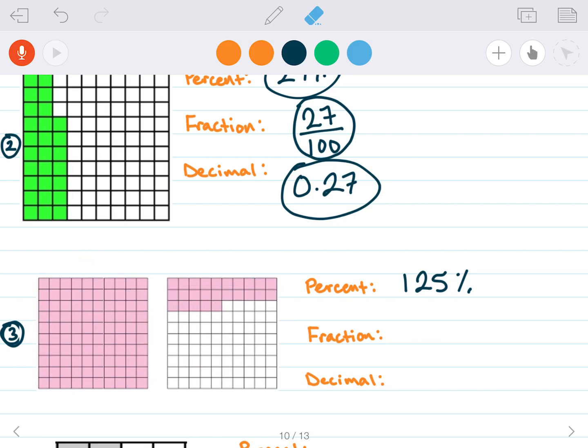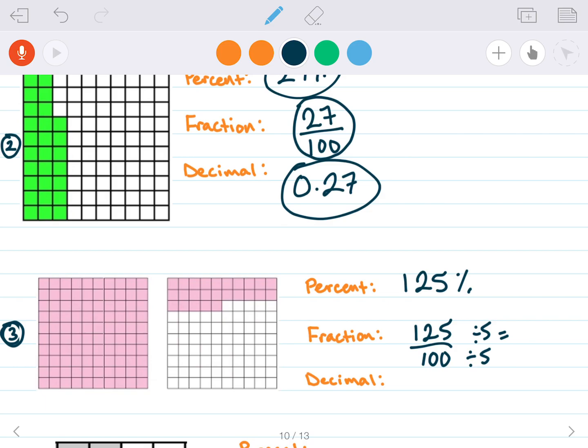So more than a whole, right? Now, as a fraction, this is going to be an improper fraction, which makes sense. This is more than one whole. So as a fraction, we have 125 shaded out of 100. And we can reduce this by 5.